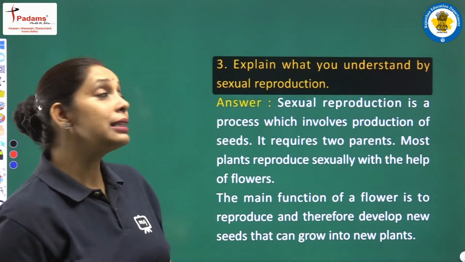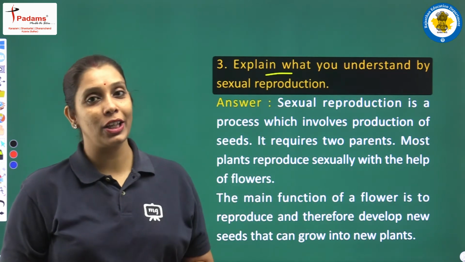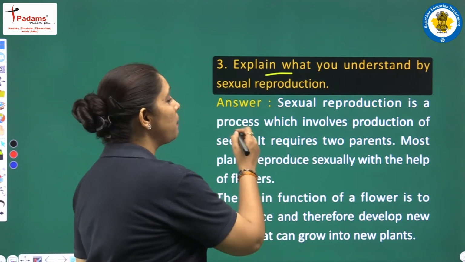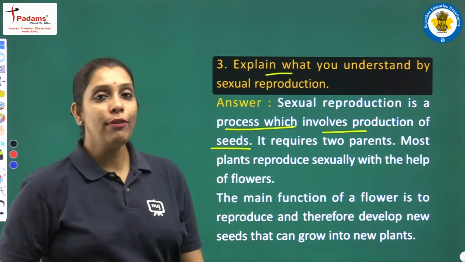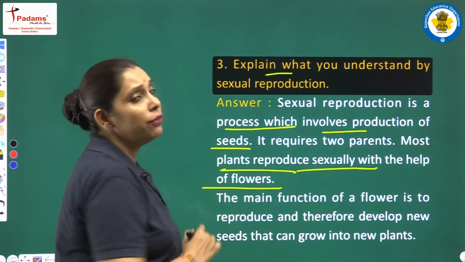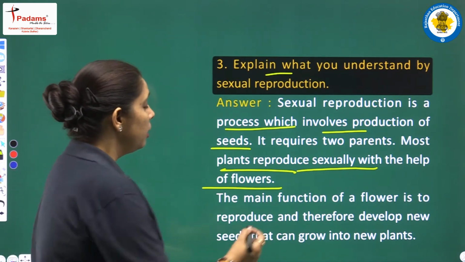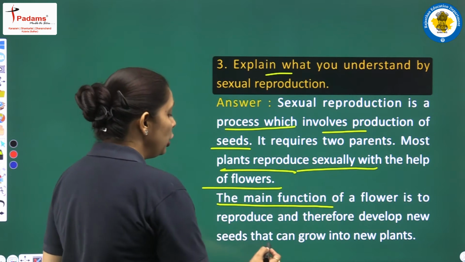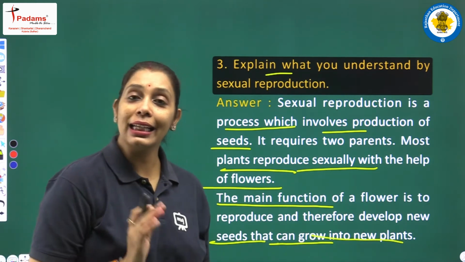Move to the next question, class, and the next question is: explain what you understand by sexual reproduction. It is an easy one because you already know that. Sexual reproduction is a process which involves the production of seeds. It requires 2 parents. Most plants reproduce sexually with the help of flowers, because flower क्या है? Reproductive part है किसी भी plant का. The main function of a flower is to reproduce and therefore develop new seeds that can grow into new plants. Is that clear, everybody?